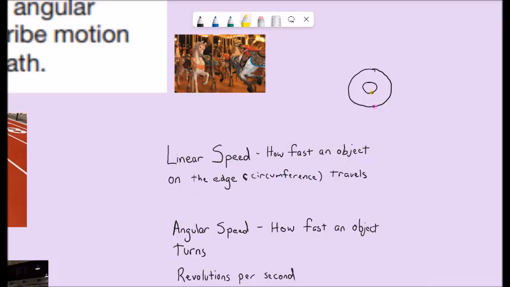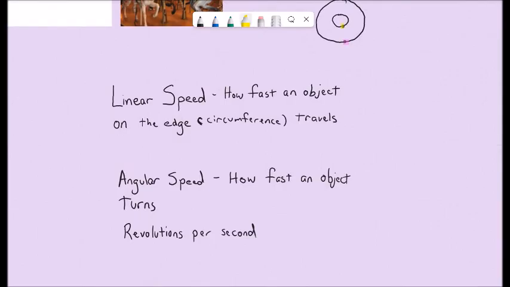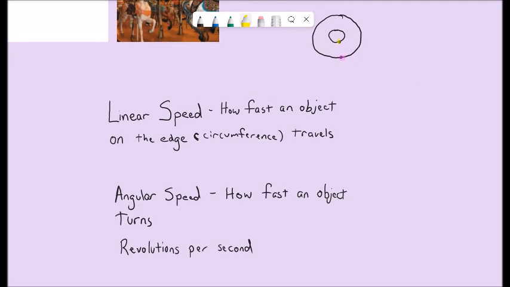So what does linear speed refer to? That refers to how fast an object travels on the edge of a circle, or on the circumference. And angular speed is how fast the object turns. And one of the key things that we'll see in word problems like this is revolutions. It'll say revolutions per second or revolutions per minute. And in that case, you're being given the angular speed, and you have to find the linear speed.